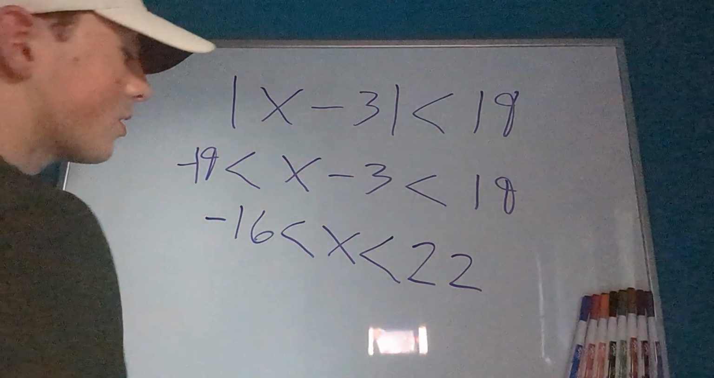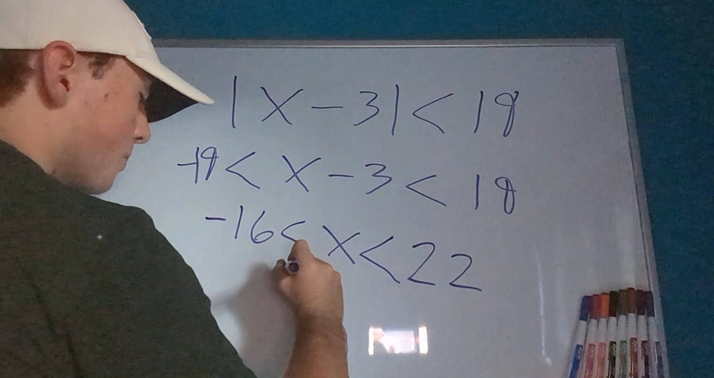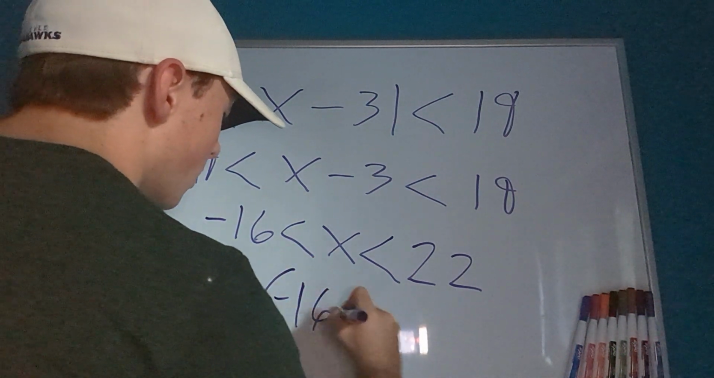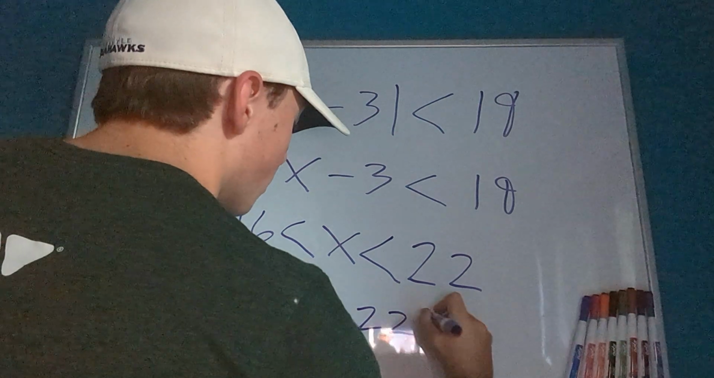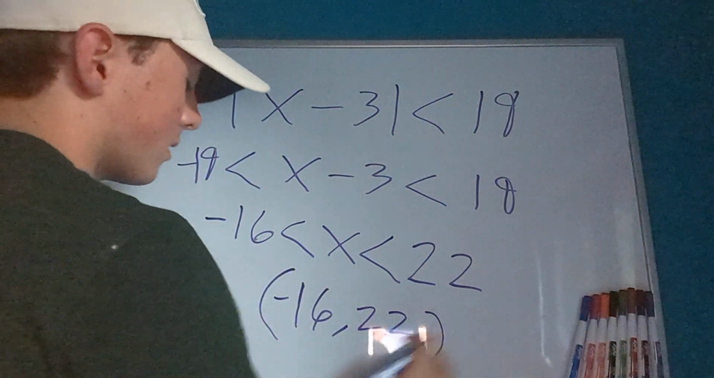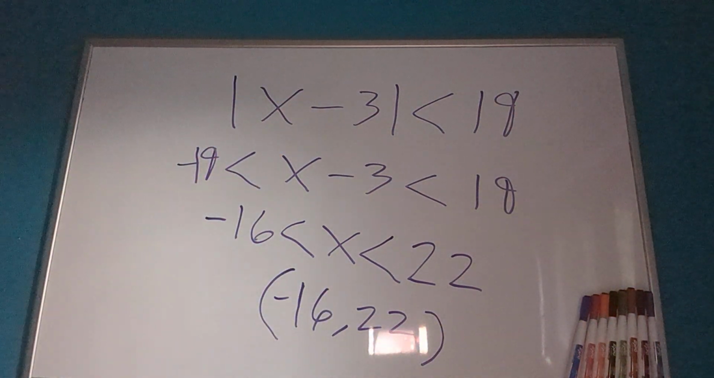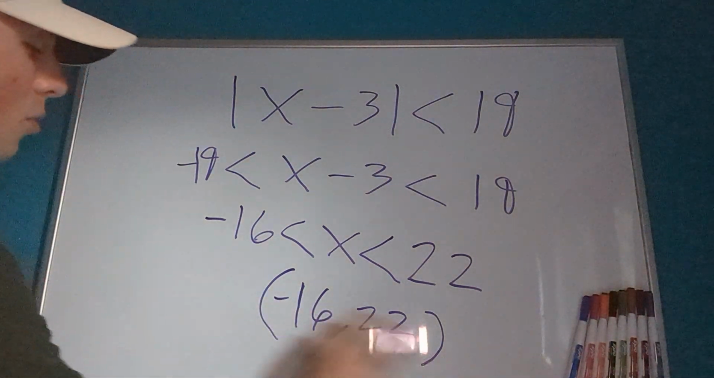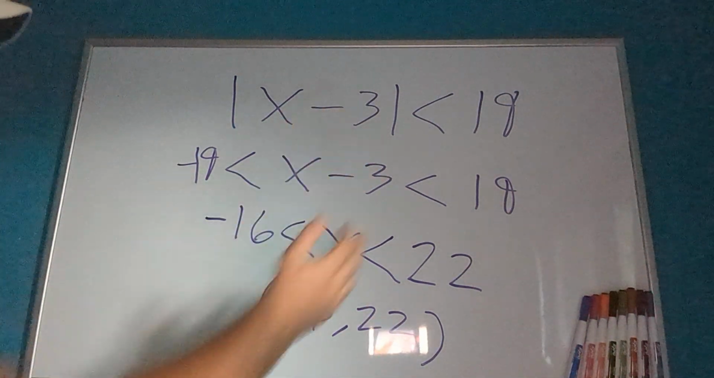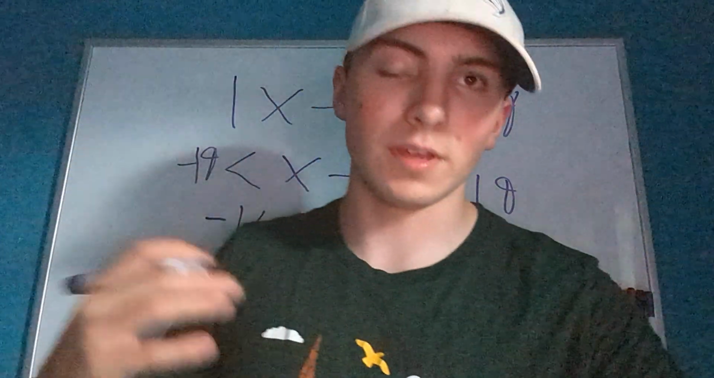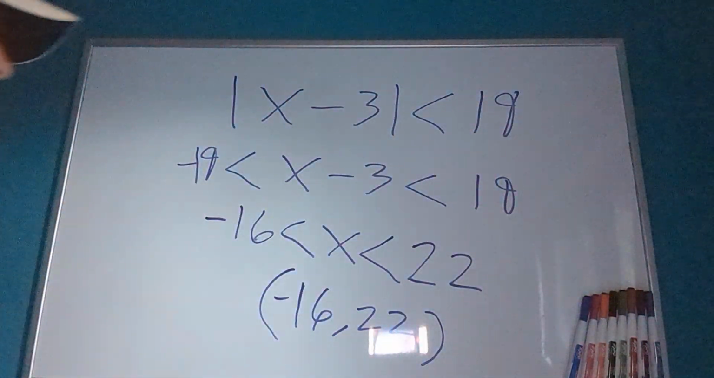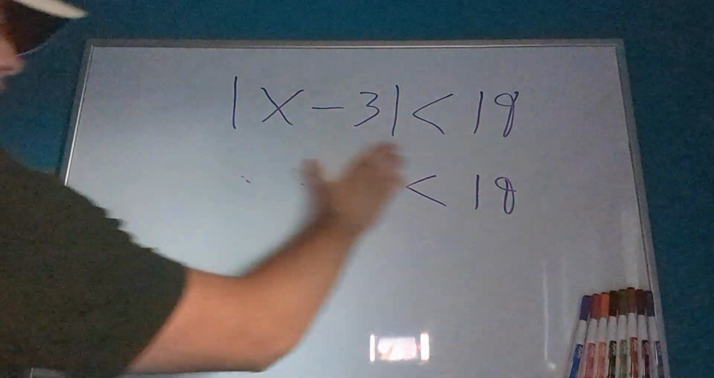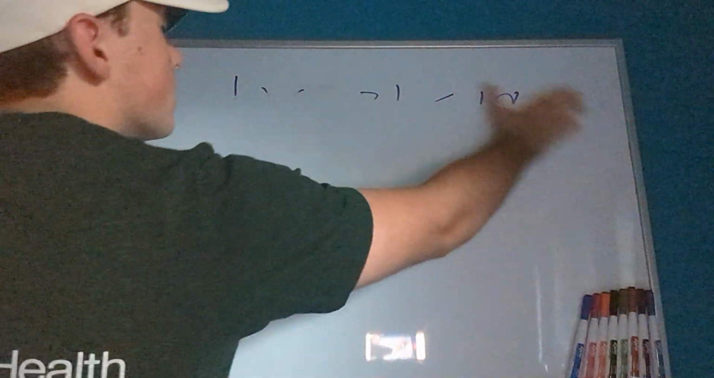We just need to put our answer into a different form. We're going to put it into negative 16 comma 22 with open brackets, right? Doing this, we've now completed our problem. Any numbers between these two will work for this inequality, right? We've completed it.